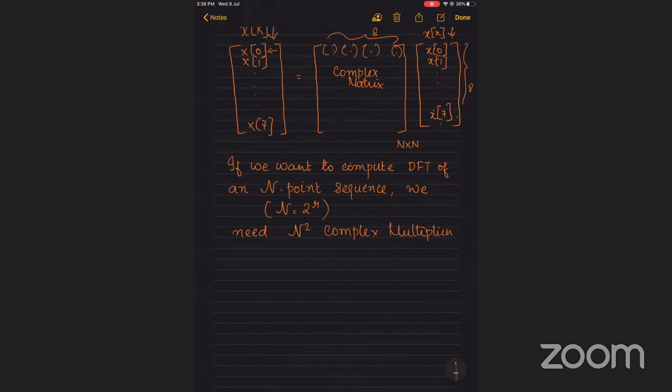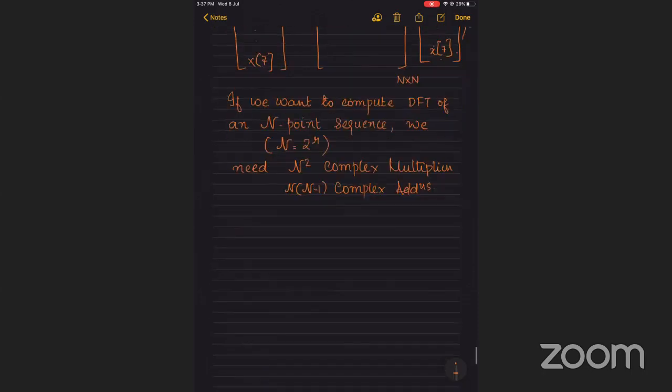And every row will have n minus 1 additions. So if you have 8 numbers to be multiplied with 8 numbers, and you want to find the dot product, I'm going to do 7 additions. And there are 8 rows. Therefore, I'm going to have n into n minus 1 complex additions. Is that clear?